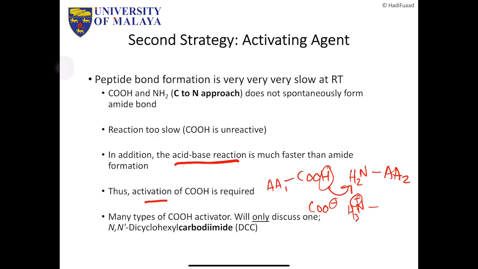Therefore, you need to use a specific reagent to activate this carboxyl group, so that instead of an acid-base reaction, it reacts the way that we wanted, which is peptide bond formation. There are many types of carboxyl activator, and we only discuss one type, which is carbodiimide. The example that will be used here is N,N'-dicyclohexylcarbodiimide, or simply abbreviated as DCC.